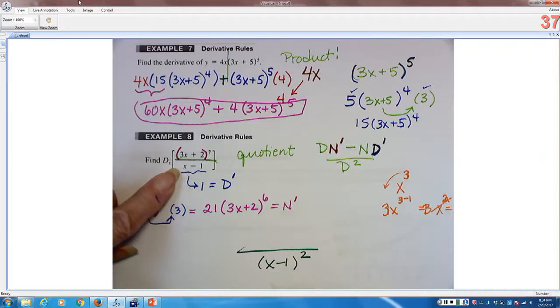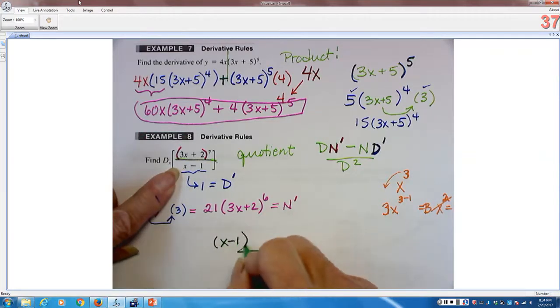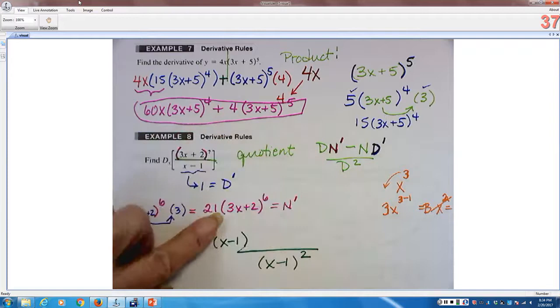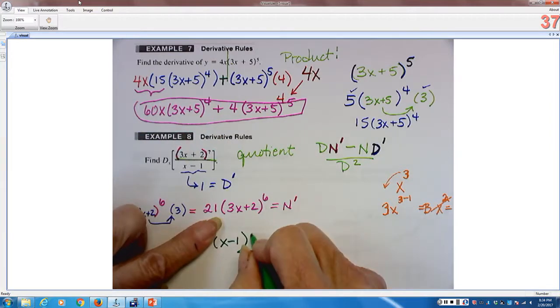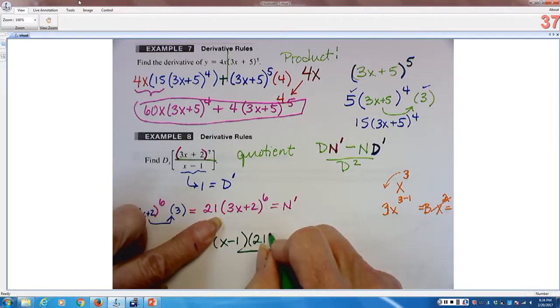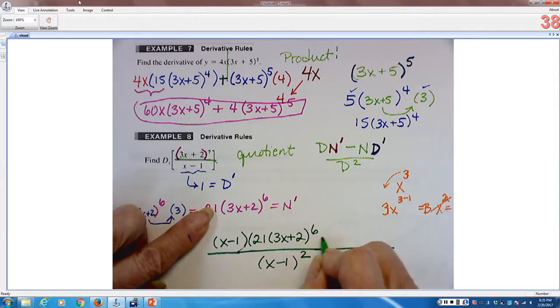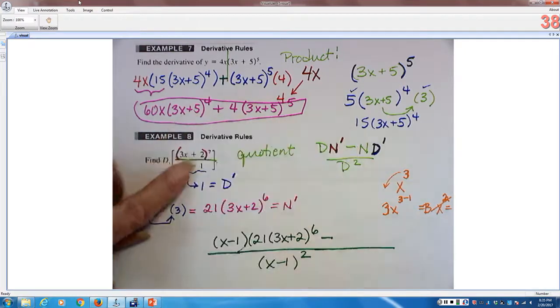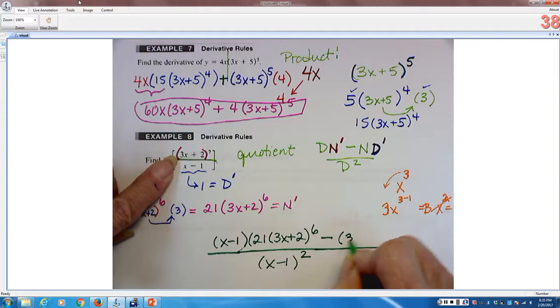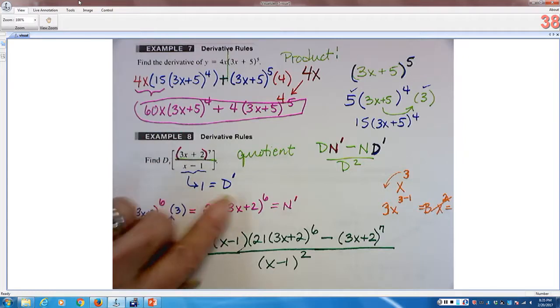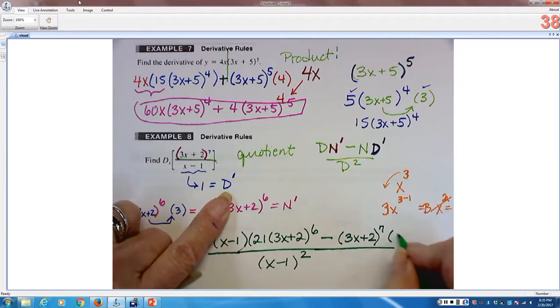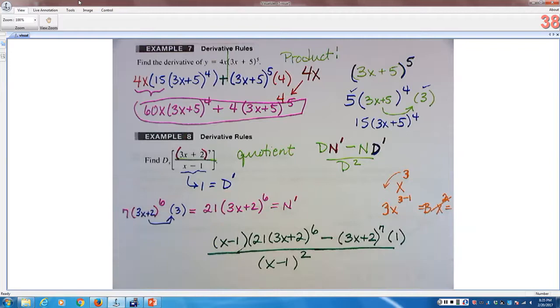Then I'm going to take that denominator, which is x minus 1, multiply it by n prime, but here's n prime. And then I'm going to subtract the numerator, which is this, raised to the 7th power, and multiply it by the derivative of the denominator, but the derivative of the denominator is just 1.